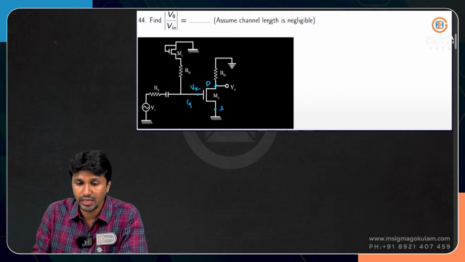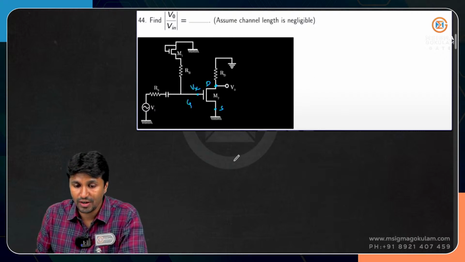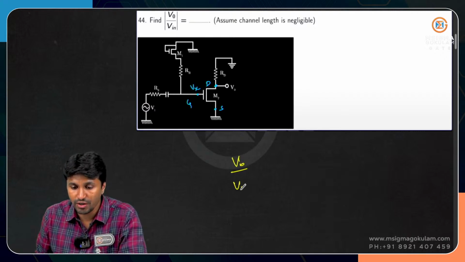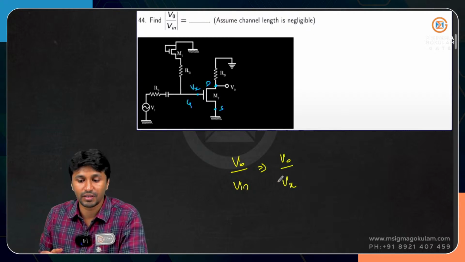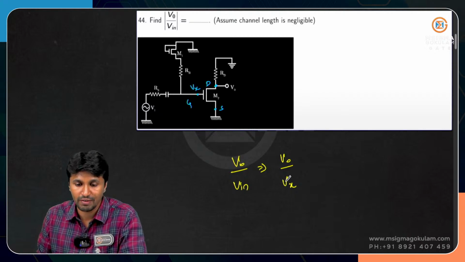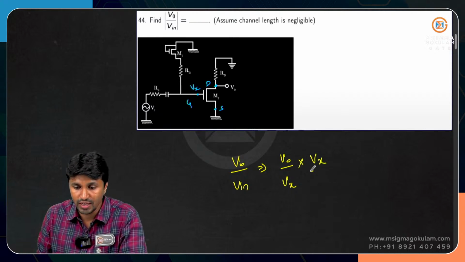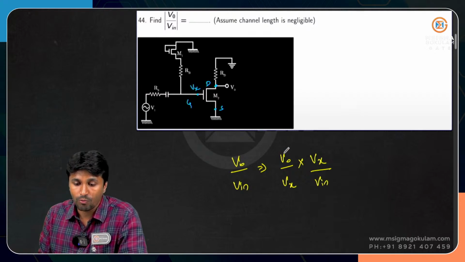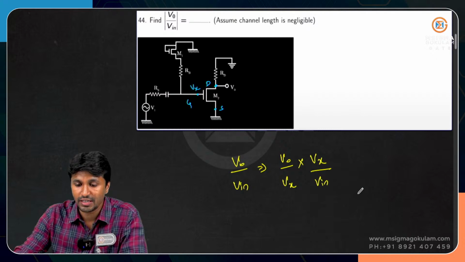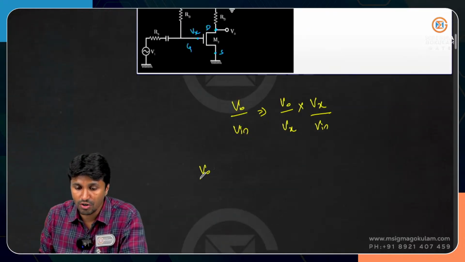What I'll do is calculate the overall voltage gain V0 by Vin as V0 by Vx multiplied by Vx by Vin. So the normal procedure that we have learned in the class, right? So tell me, what is V0 by Vx? Calculate these two terms separately.